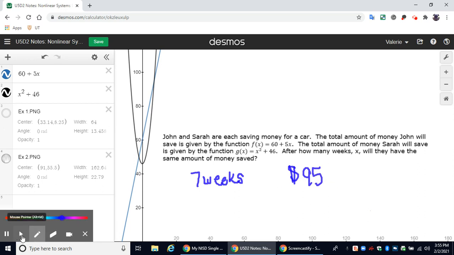Okay, so make sure that you're utilizing Desmos in order to graph your system of nonlinears, and then make sure you're understanding how to interpret your point, what's represented by the x value of the intersection and what's represented by the y value.